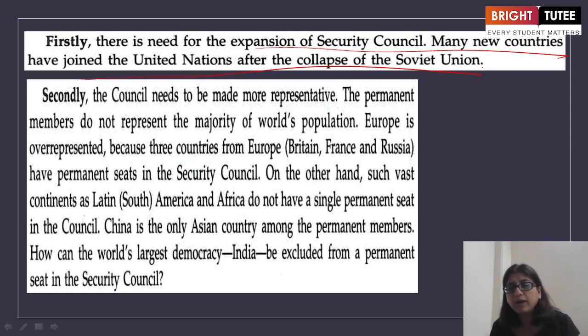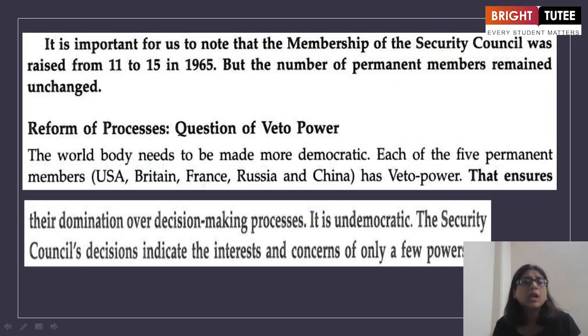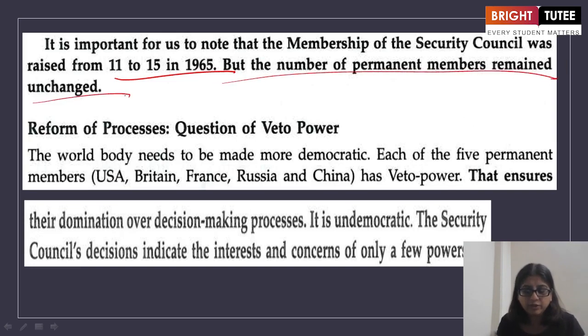Just before I discuss the candidature of India, India fulfills all the conditions. But just because it has a little tension with Pakistan, it has been kept away from permanent membership, and China too. But India has a strong candidature for that also. It is important for us to note that membership of the Security Council was raised from 11 to 15 in 1965, but the number of permanent members remained unchanged.